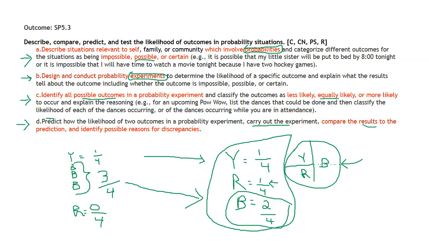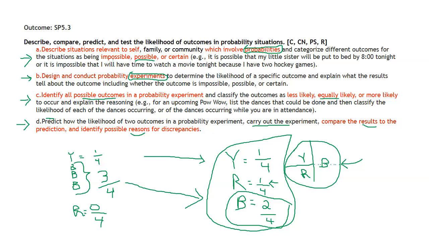So identify possible reasons for that discrepancy. Now, discrepancy just means there's a difference, and it didn't turn out the way you thought it might. So in this case, we only spun it 4 times, so that might be a reason why we had a discrepancy, is that we didn't test it out long enough. Maybe we should spin it 100 times and see what we got, and we would have more accurate results, because surely if we spun it 100 times, it would land on red somewhere in there.